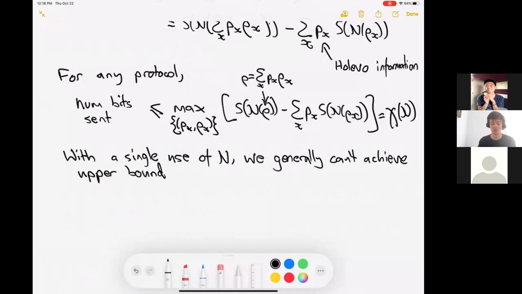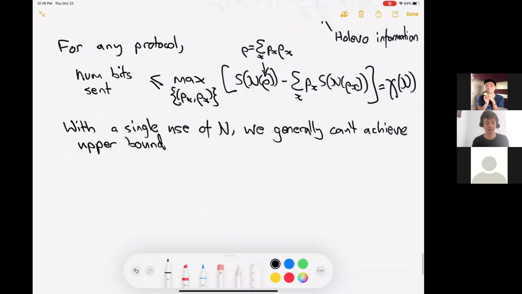So this is a useful, easy to compute quantity that can easily tell you the max amount of classical information you could possibly send through the channel. But it doesn't actually tell you exactly how much you can send.